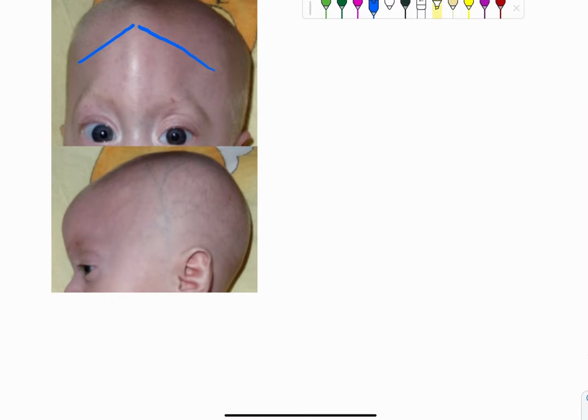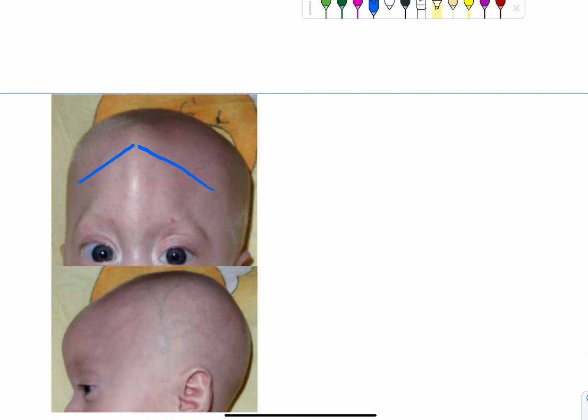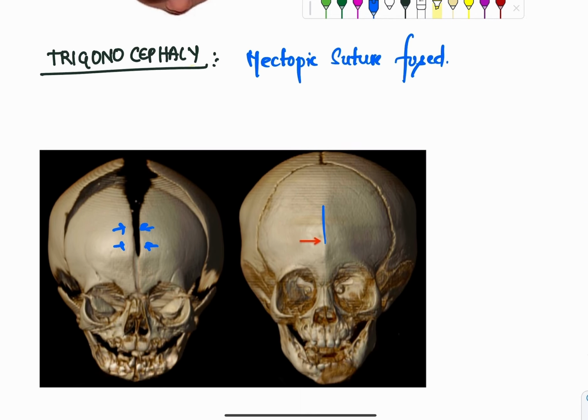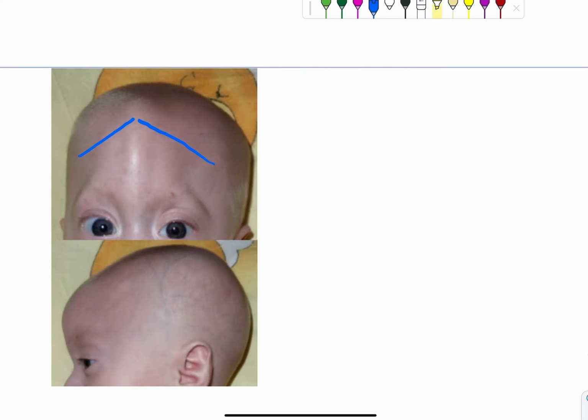So from the anterior view, you can appreciate well that there is some feel of a triangle over here, right? So that is why this is also called as triangular shaped head or trigonocephaly. Okay, so here what suture is fused? Metopic suture, and that would lead to what? Triangular shaped head. Okay, so this is a triangular shaped head which you can see.